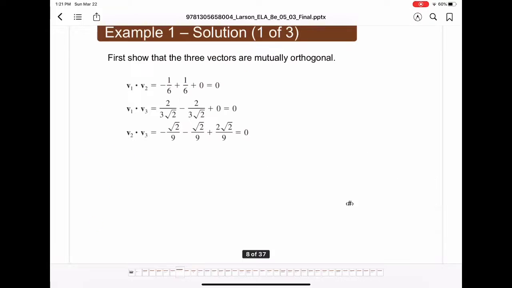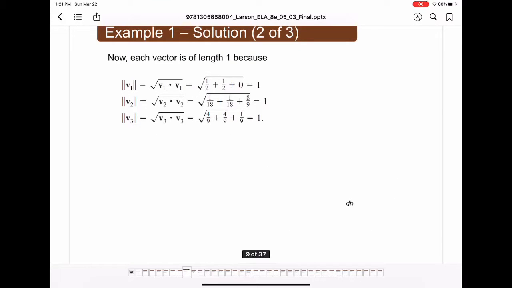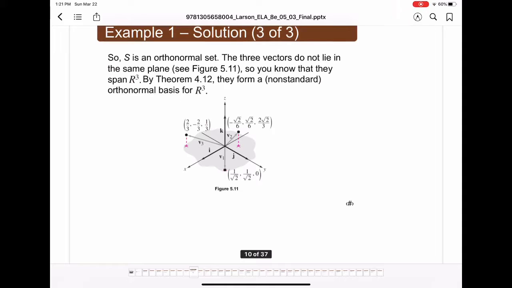All right, let's move to the next example.